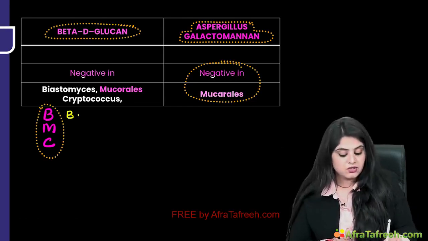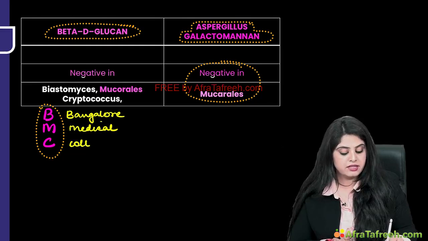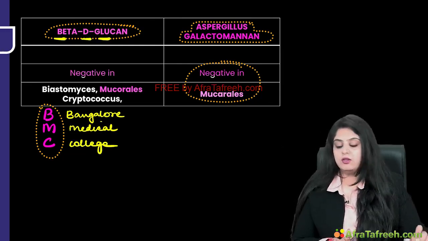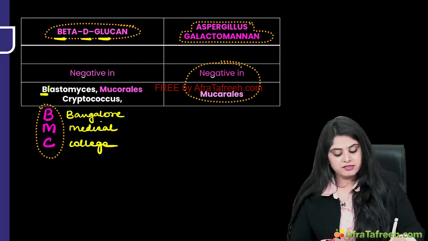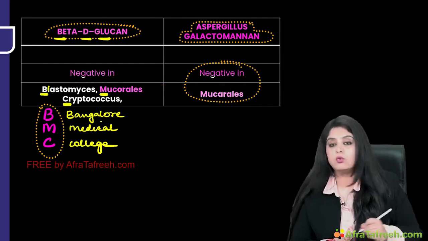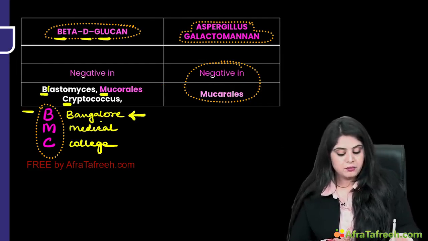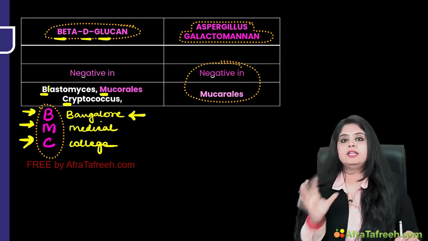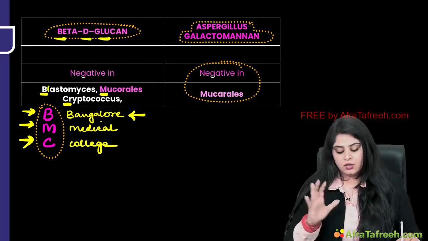It is not going to come in three things. Bangalore Medical College. That is how we have learnt it. So beta D glucan said, I am not going to Bangalore Medical College. That is blastomyces, mucor and cryptococcus. Blastomyces, mucor and cryptococcus. So I realize in mucor there is nothing at all. Neither beta D glucan nor Aspergillus galactomannan.